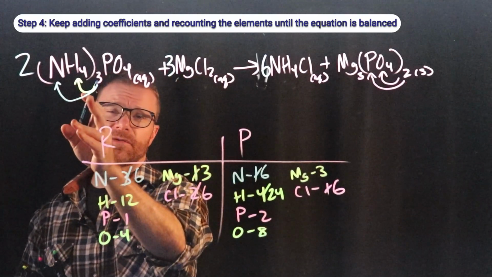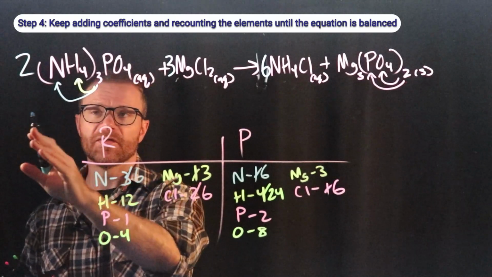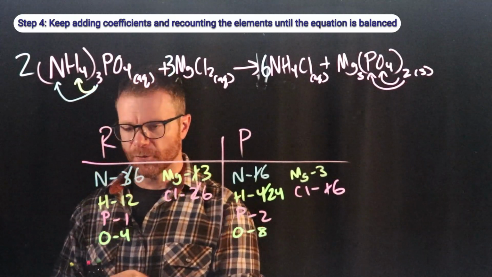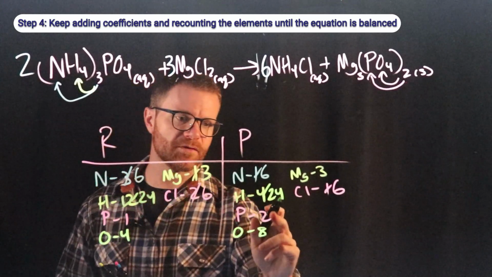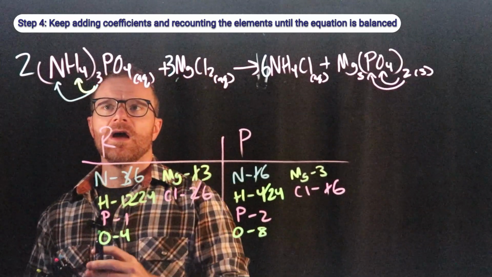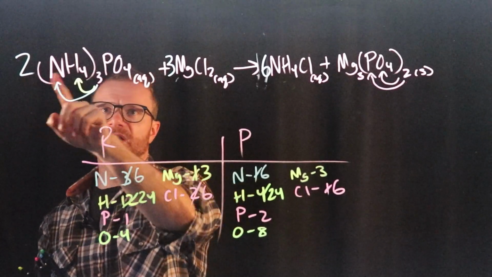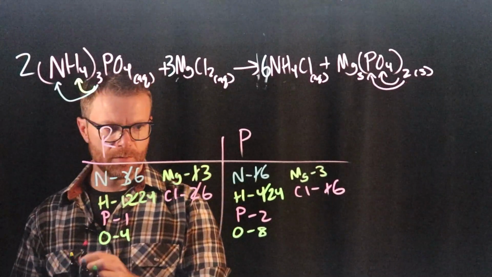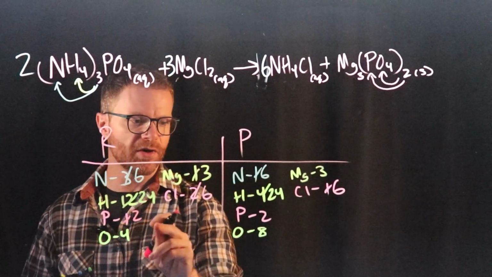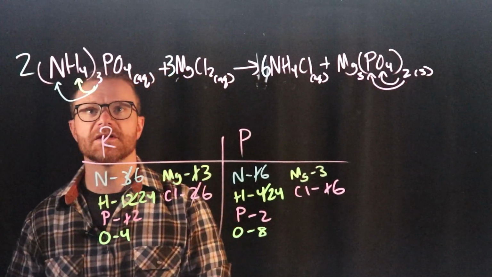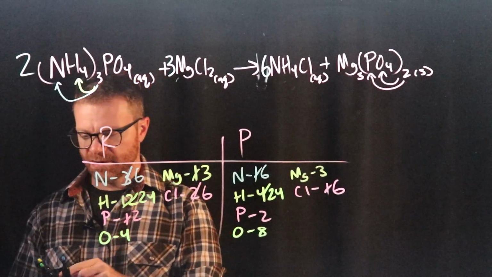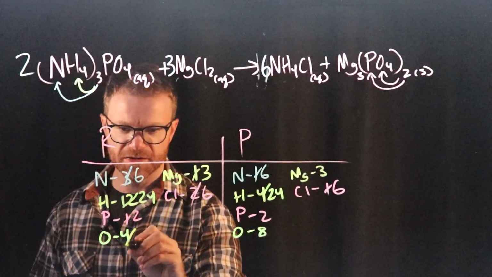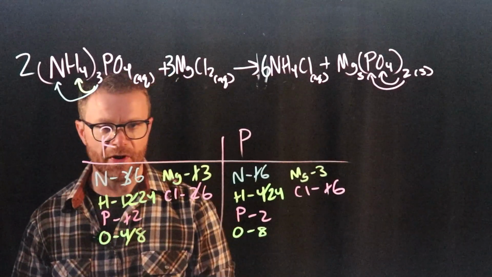So let's count those now. Hydrogens, 4 times 3 is 12, but now I have 2 of them, so 12 times 2 is 24. Okay, that looks good because I have 24 in my products. Phosphorus, I have 1 of them, times 2, that's 2. Okay, looking pretty good because I also have 2 in my products. And then oxygens, I've got 4 of them, 4 times 2 is 8. Hey, perfect, because I also have 8 here in my products.